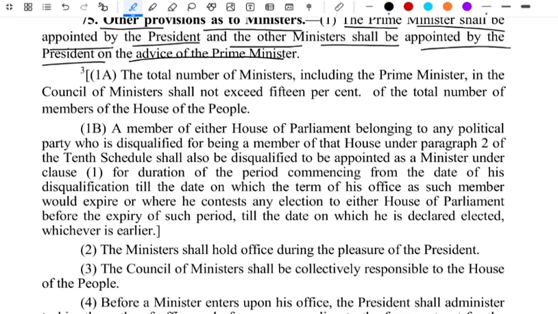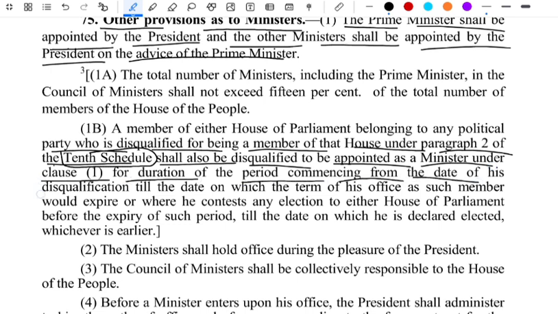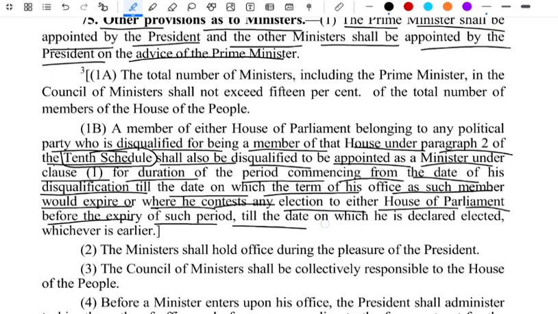Okay, next is: a member of either House of Parliament belonging to any political party who is disqualified for being a member of that House under paragraph 2 of the Tenth Schedule, the Tenth Schedule being basically about the anti-defection law, shall also be disqualified to be appointed a minister under clause 1 for the duration of the period commencing from the date of his disqualification until the date on which the term of his office as such member would expire, or until the date on which he is declared elected, whichever is earlier, if he contests any election to either House of Parliament before the expiry of such period.